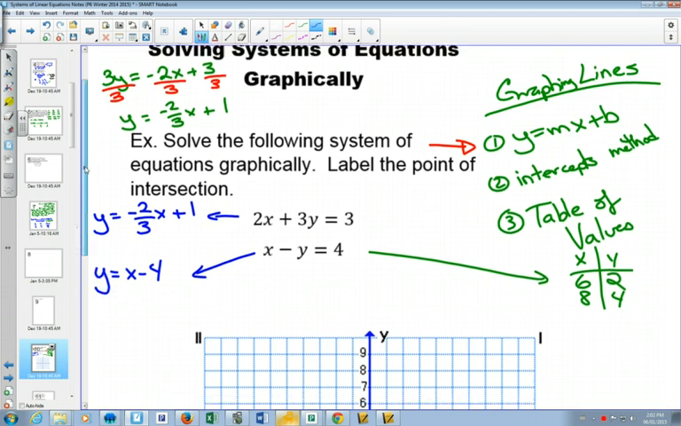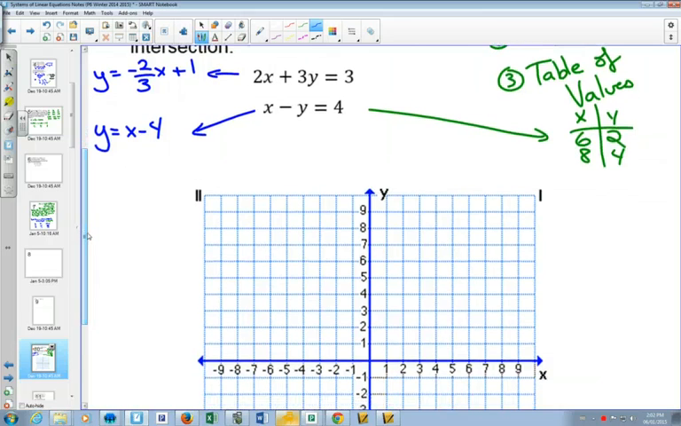So now that you've changed it to y equals mx plus b, what I'm going to do is put a green box around this equation to graph it in green, and a red box around this one to graph this one in red.